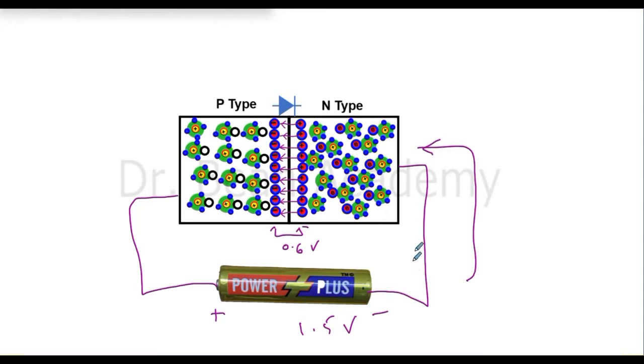And if I reverse the terminals of the battery, no current will flow. That's why I said that a PN junction allows the current to flow only in one direction and not in the other way. That was the unique feature of PN junction. And then we saw that because of this feature, we can rectify alternating voltage into a type of DC or pulsating DC voltage.